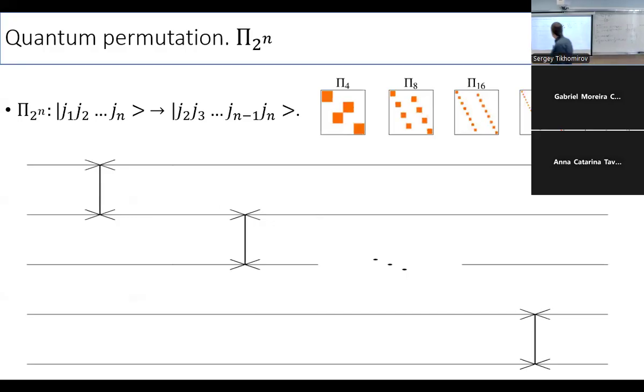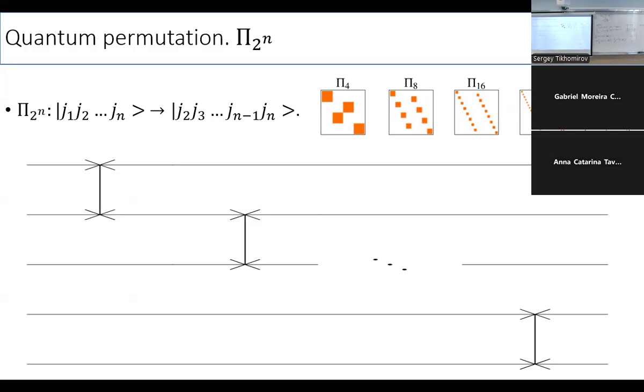The second is when we just roll: G1, G2, Gn goes to G2, G3, Gn, and I forgot to write G1, here's G1. This is just a usual permutation, but on quantum bits. We change the first, second, second, first. So here the scheme is trivial.